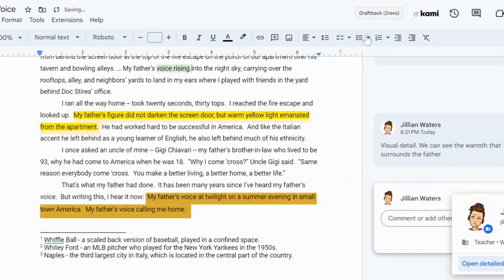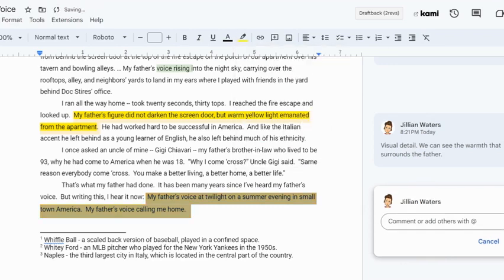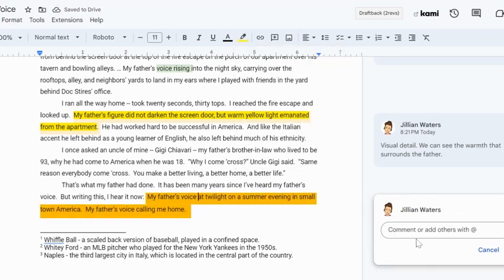This is a really great sensory detail because we can see that he misses his father. He's nostalgic for his father's voice, and we can hear that kind of magic, right, that happens at twilight. So, and we can connect back to those initial words of spell and magic.